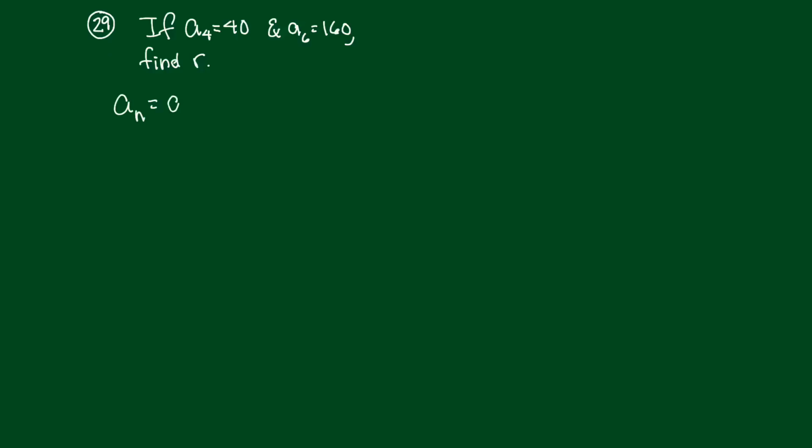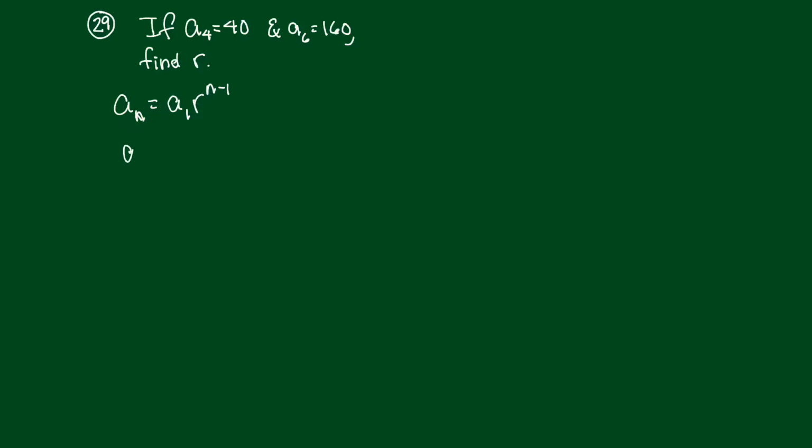A sub n is equal to a1, the first term, times r to the n minus 1, where n is the term number, a1 is the first term, and r is the common ratio. Now, we do have some information, right? We know that a4 is equal to 40. So if I start putting this in here, we'll be given this.